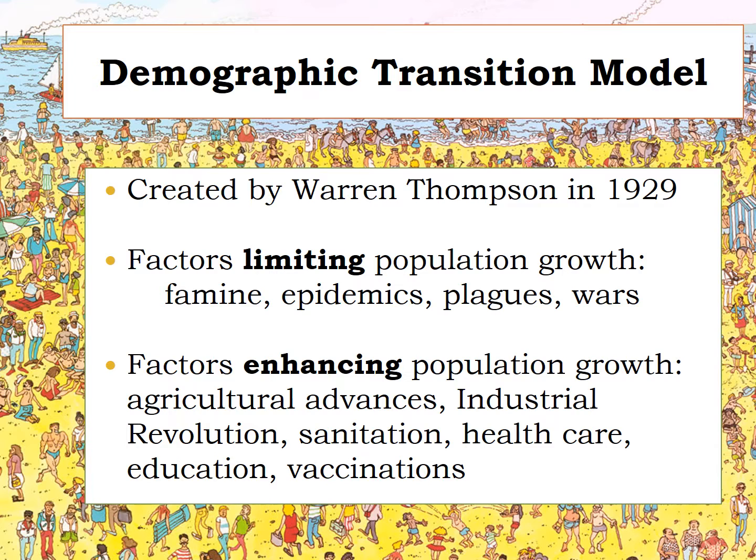About 10 to 12,000 years ago, we had the first agricultural revolution, which granted us the ability to domesticate crops and build settlements through farming. Cities developed, populations grew, which led us to the Industrial Revolution in the 1700s, and it diffused from England along with the Second Agricultural Revolution that improved crop fertilization and storage capacities. We look at factors limiting population growth: famine, epidemics, plagues, wars, and then factors enhancing population growth: agricultural advances, industrial revolution, sanitation, healthcare, education, and vaccinations.